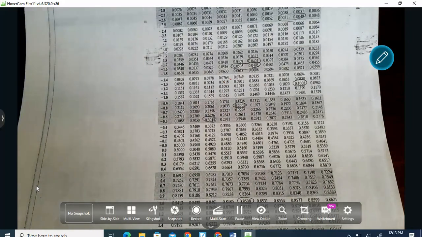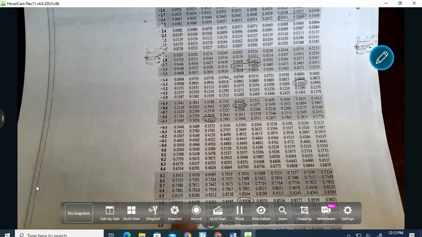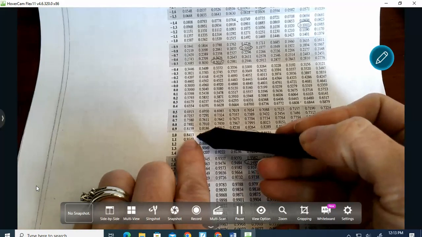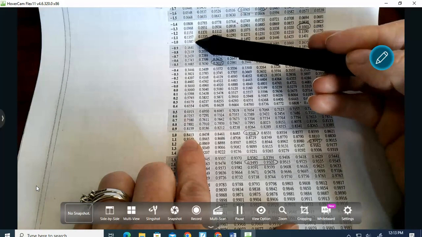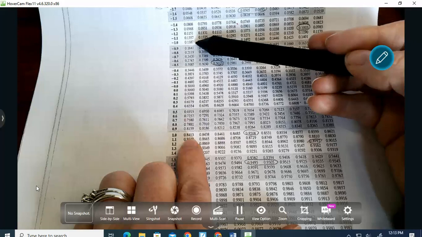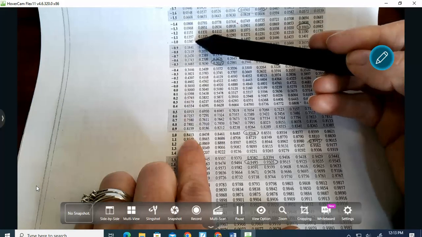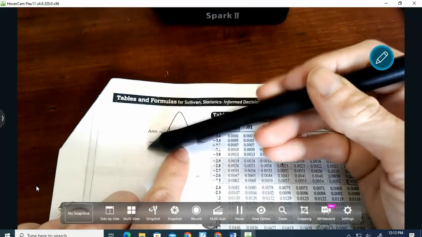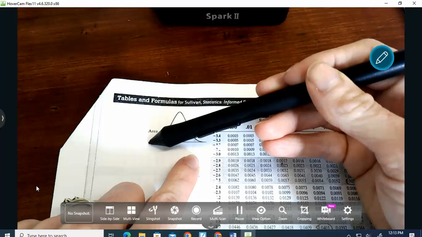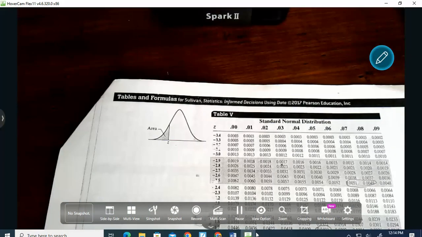We also can see it is symmetric. Like I looked up 1.0. If you look up negative 1.0, you get 0.1587. What happens if you add those together? It equals 1, because the area bigger than 1 would be the same as the area smaller than negative 1. So it is symmetric on both sides. That's part of being a normal distribution.